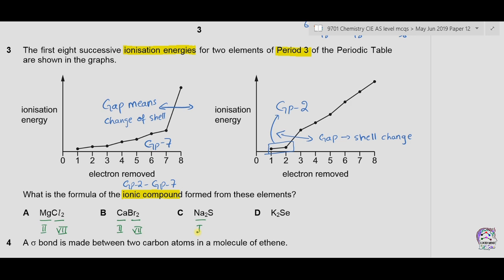Sodium is from group 1. Sulfur is from group 6. Potassium from group 1. Selenium from group 6. So there are 2 possible options, option A and option B. Now in the question they have given that the elements must be from period 3. So we can see that magnesium is from period 3 and calcium is from period 4. So therefore the correct option is A.